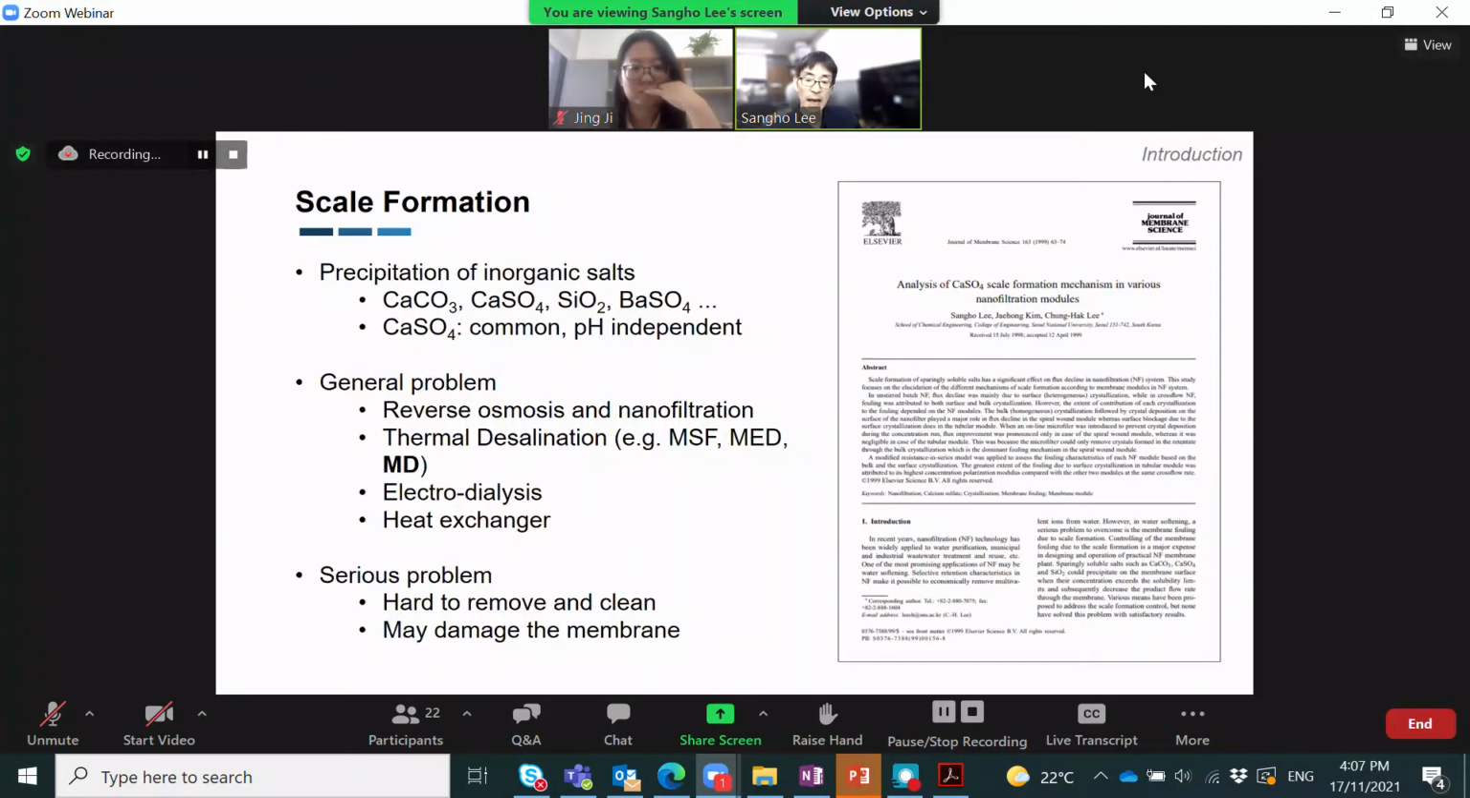And once it happens, it is very difficult to remove, and it's also very difficult to clean the membrane. It may also damage the membranes. So that's why people are very worried about scale formation problems in membrane systems.